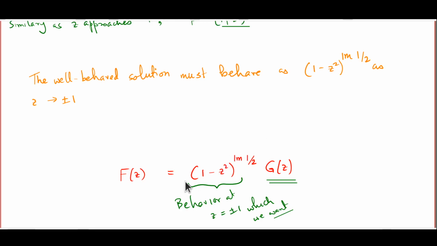But let me warn you at this stage that because we know that f of z has two choices, it can either behave like this as z goes to plus minus 1, or it can behave like 1 minus z square to the power minus mod m by 2.